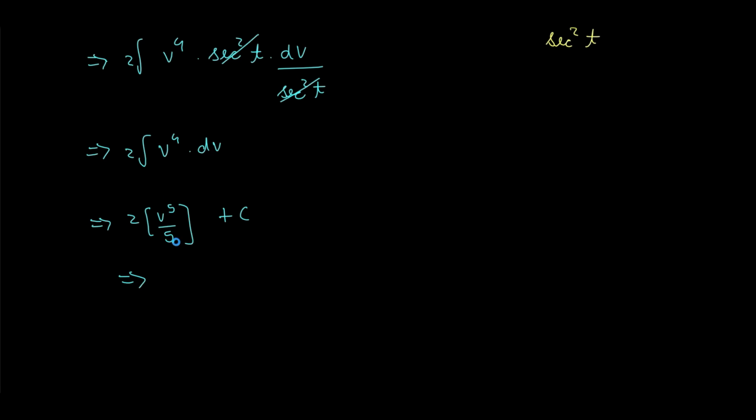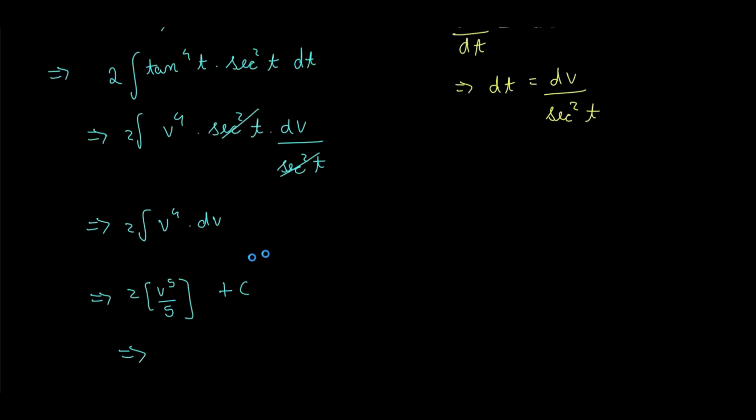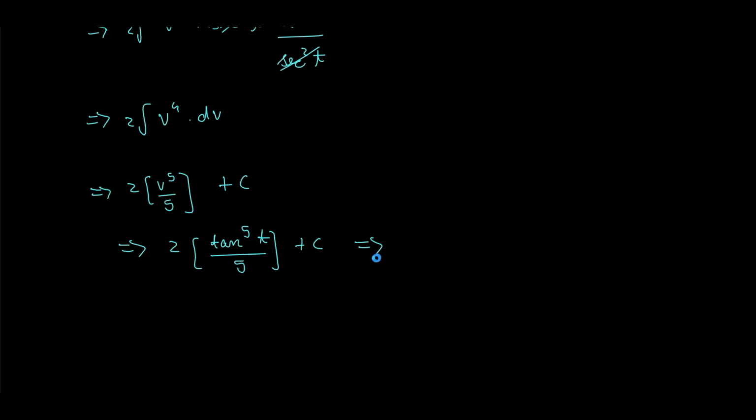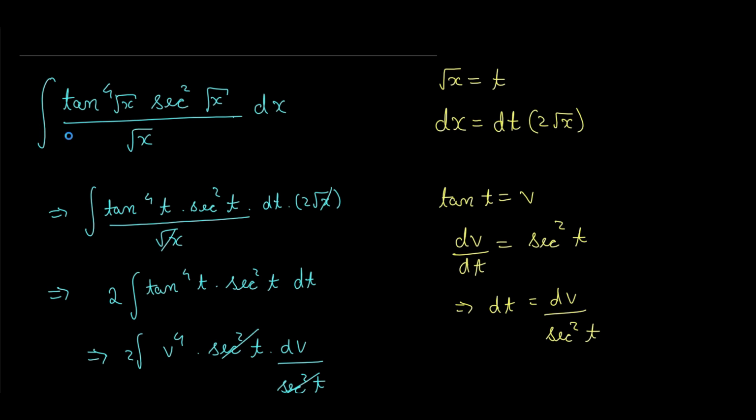We cannot leave the answer here because v is a variable we have assigned. The value of v is tan t, so 2 times tan to the power 5 of t over 5 plus c, and then the value of t was root x, so that would be 2 over 5 times tan to the power 5 of root x plus a constant c. Now this is the final answer of this integral.